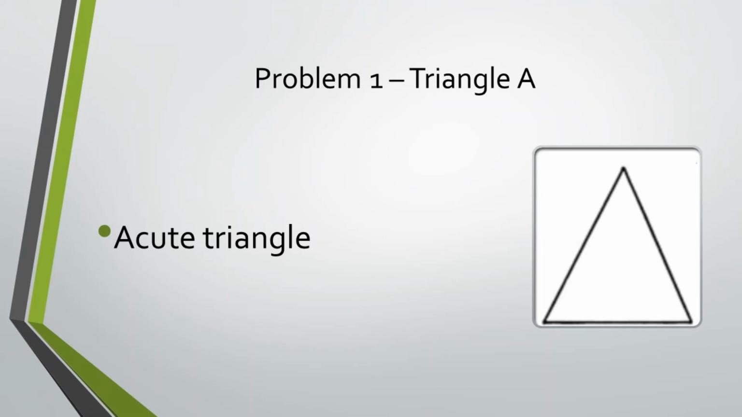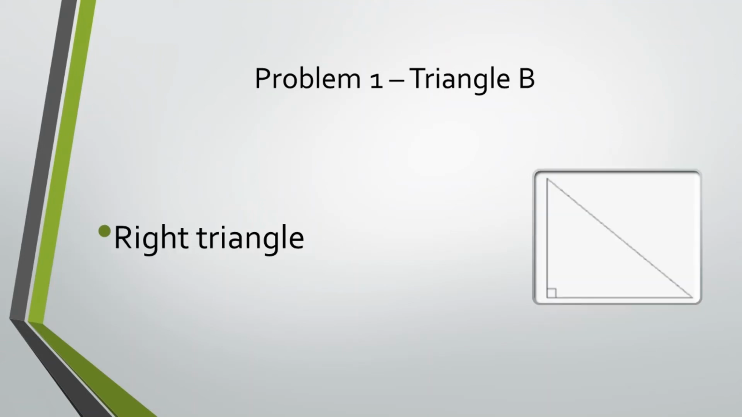Remember, for triangles A, B, and C, it only asked you to classify them by their angle measures. So looking at triangle A, you can see that all angles in this triangle are acute. They are all less than 90 degrees, or less than a right angle. So this is an acute triangle. In the bottom left corner of triangle B, there is a small square, and that indicates it is a right angle, making this triangle a right triangle. It has one angle that measures 90 degrees.